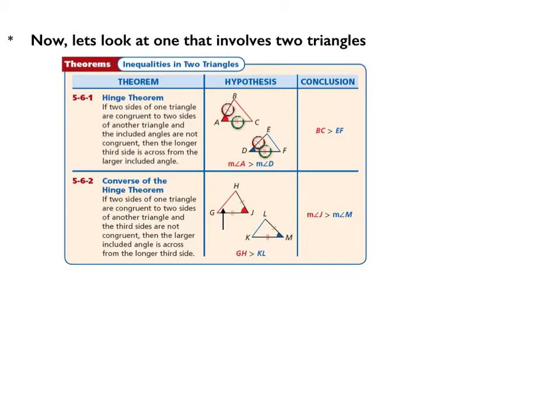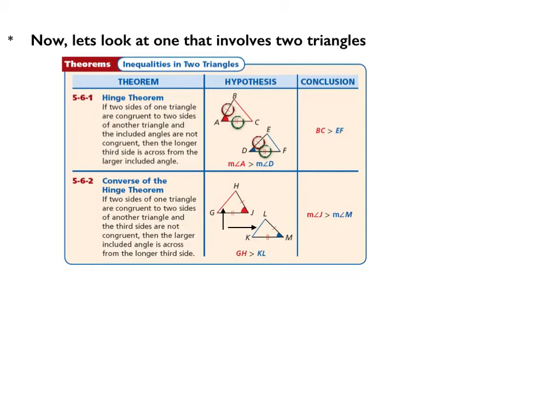Now, we're going to look at the converse of that. Same thing, we have two congruent sides, and we're looking at the third side. Given that the third sides are not congruent, we're looking at sides GH and KL. If GH is greater than KL, then we can conclude something about the included angle between the two congruent sides. We're looking at the measure of angle J and the measure of angle M. Those are the included angles.